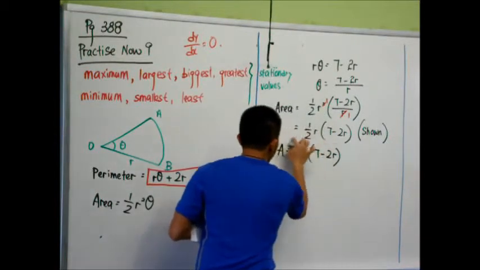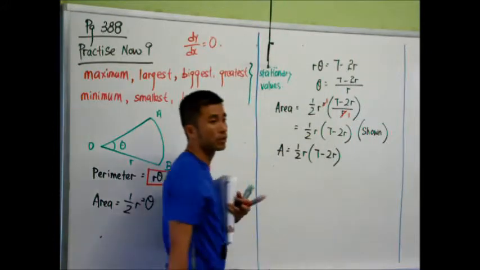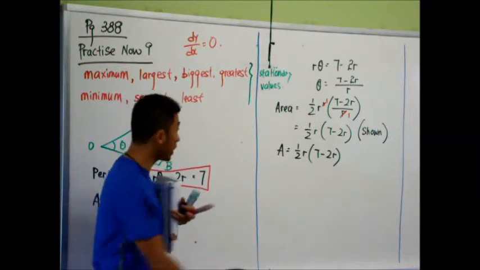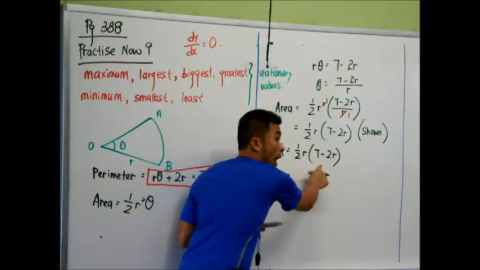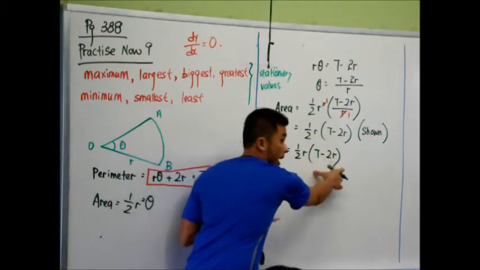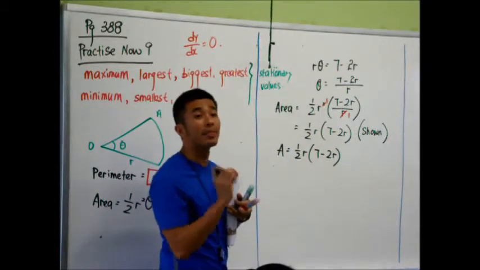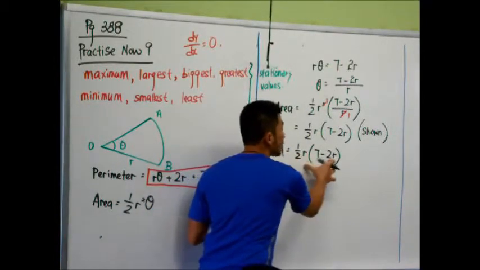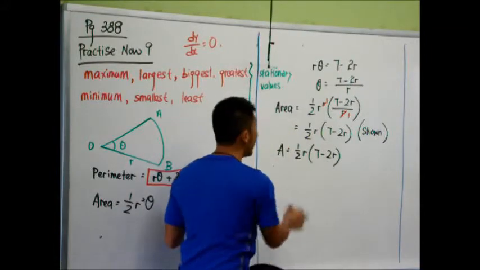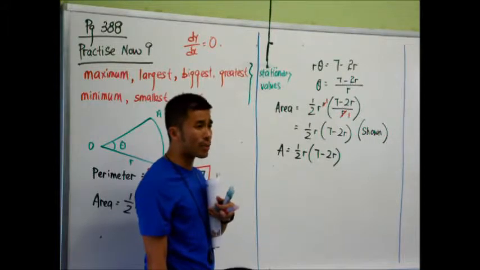If I want to find the stationary value for this particular equation, you would need to differentiate A with respect to R. Agree? Previously, it's always Y in terms of X. That's why we have dy over dx. But this equation is A in terms of R. So we need to have dA over dr. But do we want to do our differentiation immediately?